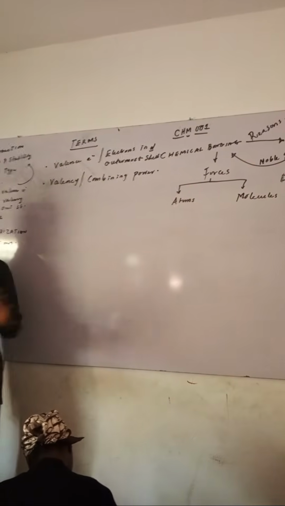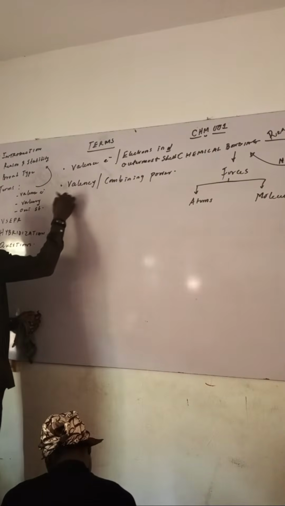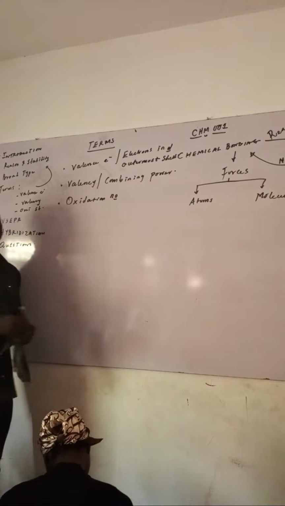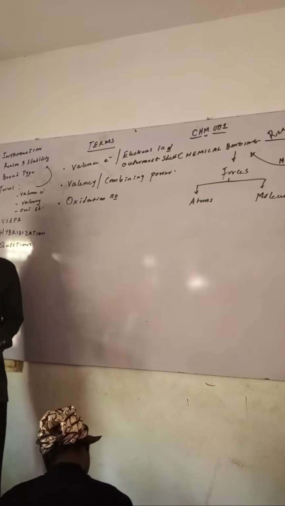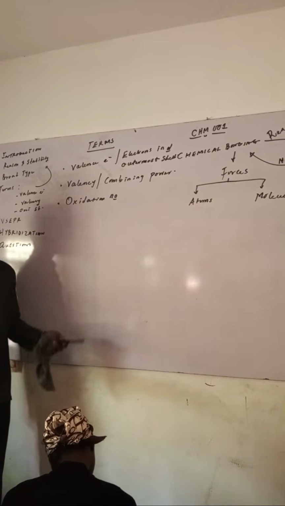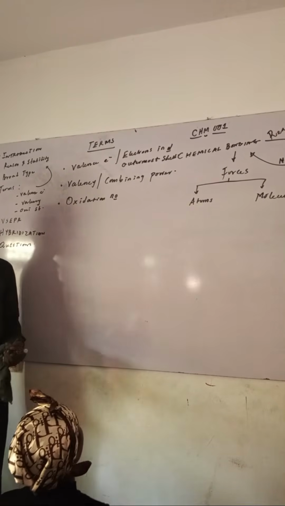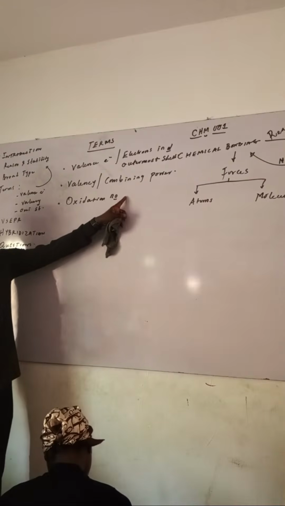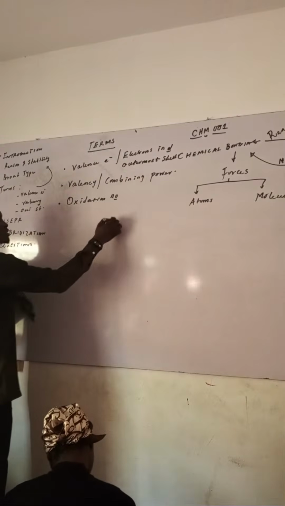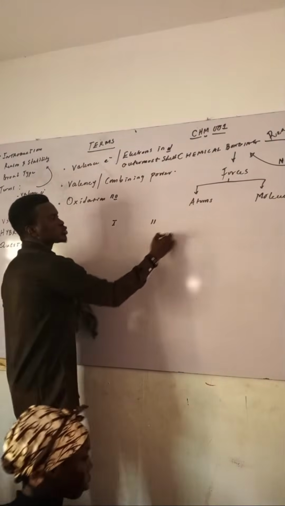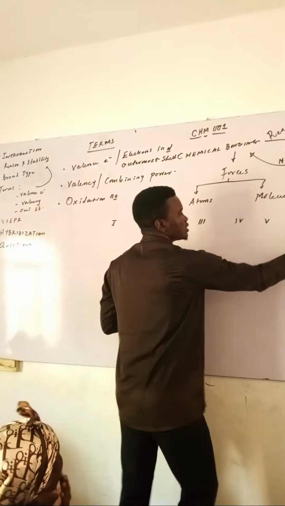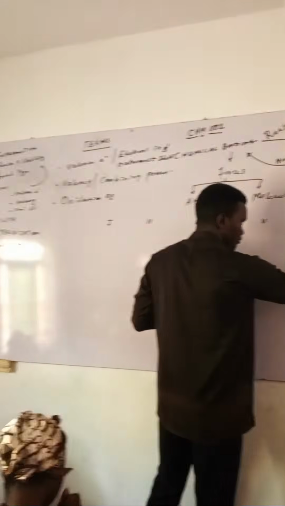I will show you the difference between everything. Oxidation number is just an indication of the electron loss or gain by an element, or by an atom, or by a group of atoms which we call radicals. So an indication of the electron loss or gain is what we call oxidation number. Now, in the last class, we talked about group 1, group 2, group 3, group 4, group 5, group 6, group 7, and group 8.